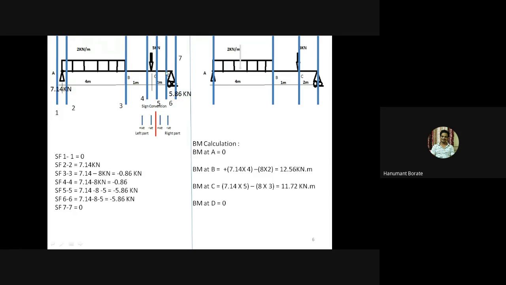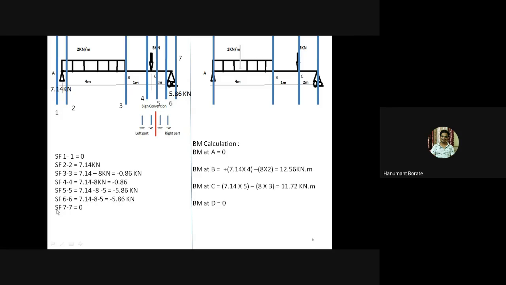Okay. Then section 6.6, which is just left of D. In this case we can solve for the right part, because in the right part there is only one force, that is 5.86. But for the right part, sign convention is to treat downward positive and upward forces negative. So if we consider section 6.6 and the right part, then this 5.86 is acting in an upward direction, but as per sign convention upward force is negative. So due to that, here I have written minus 5.86. Actually I solved for the left part, but here you can solve by considering the right part.